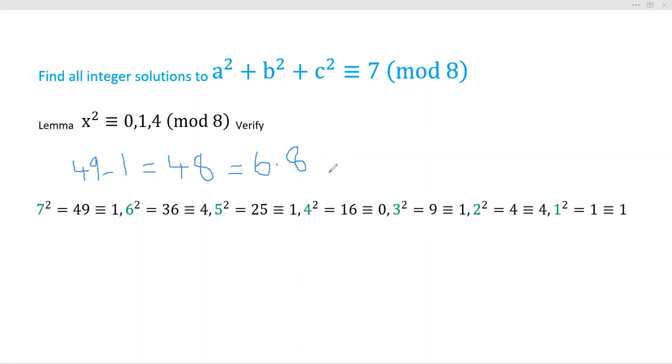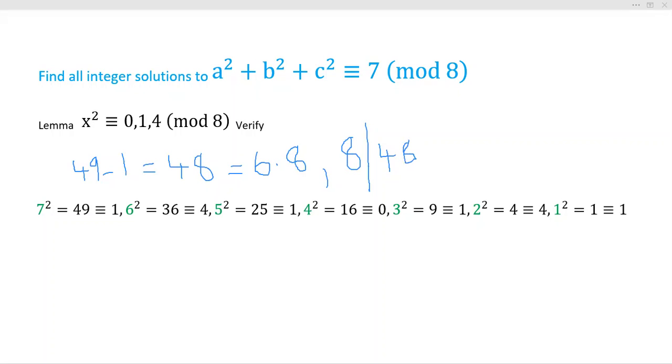Some people like to write it like this: 8 divides 48. And that vertical bar means divides. The integer divides the other integer.